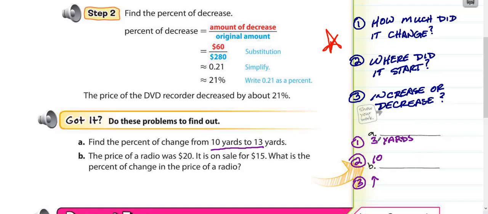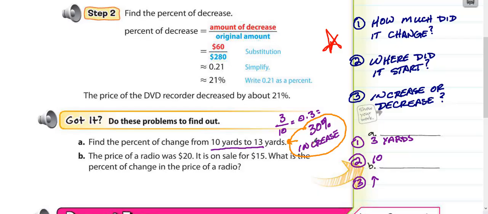And the math looks like this. How much it changed, the 3, divided by where it started, the 10. 3 divided by 10 is 0.3, which is 30%. And since we said it went up, it's a 30% increase. Look back at your work. If you did not get 30% increase for question A, you need to think back to what you did. Identify what you did wrong so you get it right when you get to part B.